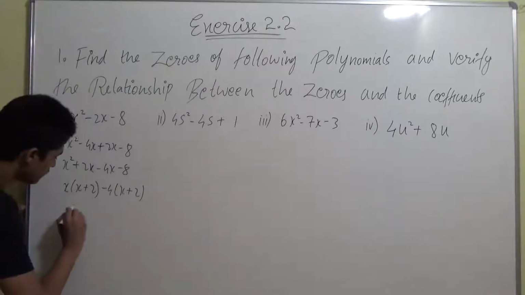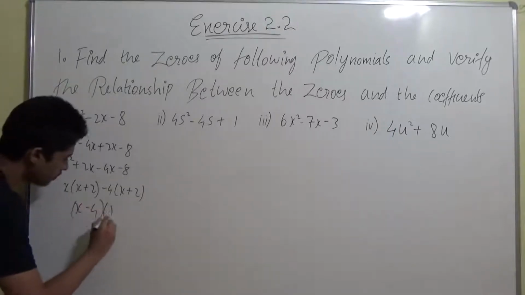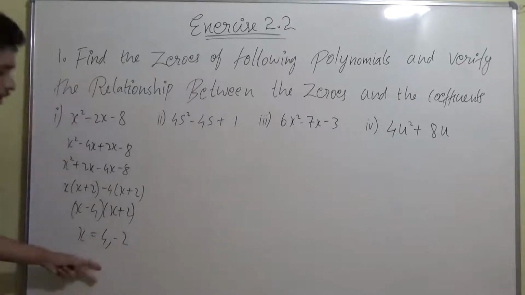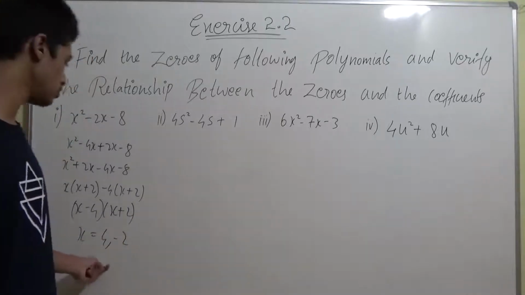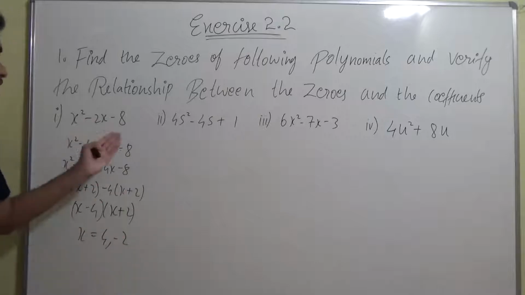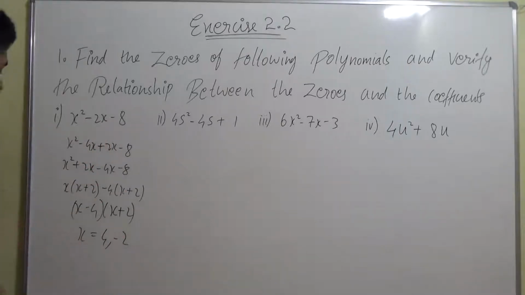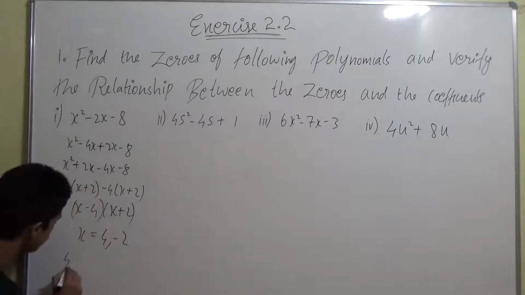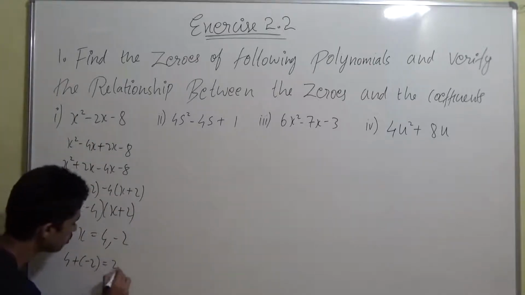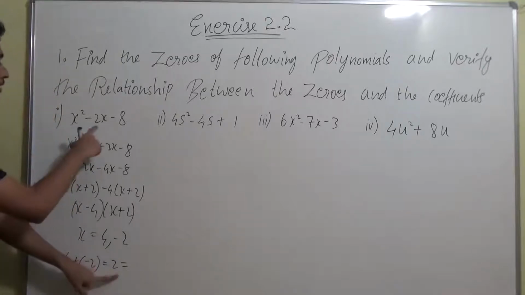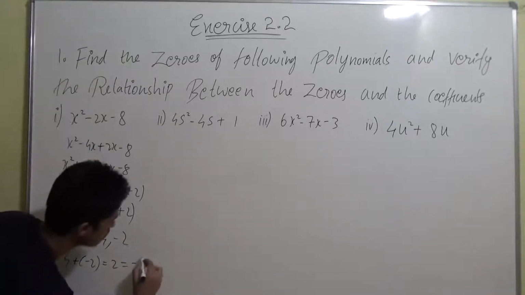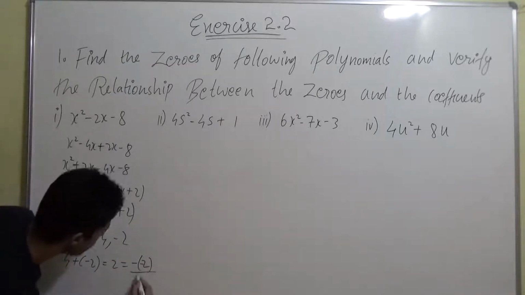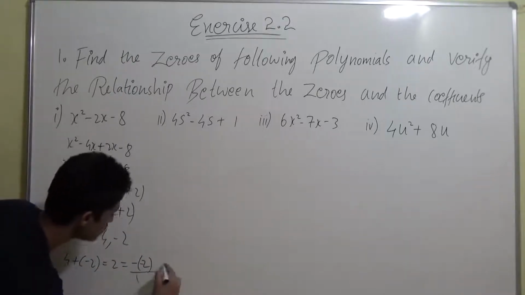x minus 4 into x plus 2, x equal to plus 4 and minus 2. So these are the alpha and beta of this polynomial. If you verify this, alpha plus beta should be equal to minus b by a. That is 4 plus of minus 2, which is equal to 2, should be equal to minus b by a. That is minus of minus 2 by 1, which is equal to 2, hence verified.